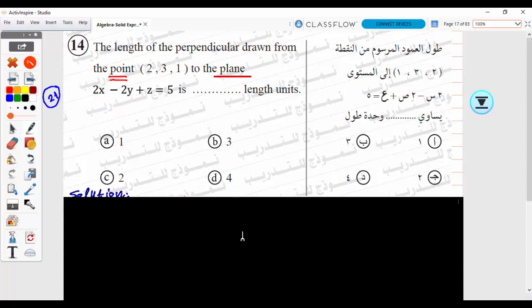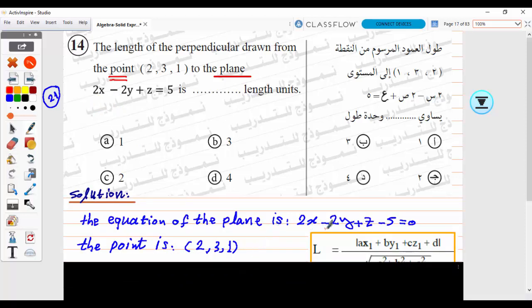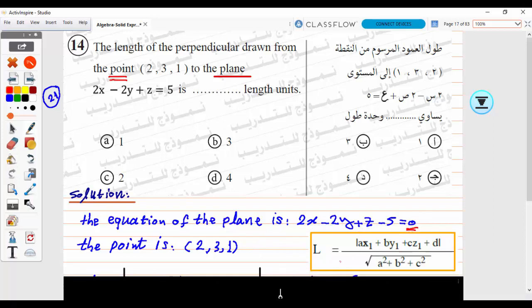So first we must write the plane in the form 2x minus 2y plus z minus 5 equals 0, and we have a rule. Here is the rule: L is the length of the perpendicular from the point (2, 3, 1), which is x1, y1, and z1, to the plane whose equation is 2x minus 2y plus z minus 5 equals 0.